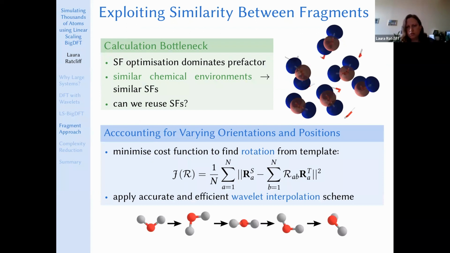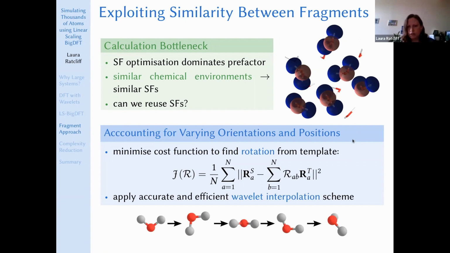And so one of the things which dominates the prefactor of these calculations is the need to do support function optimization. But as I mentioned, the support functions adapt to their chemical environment. So this implies that similar chemical environments have similar support functions. And actually, if you look at the support functions for this little droplet of water, at least as far as the eye can tell, they look very similar. So the question is, could we somehow make use of this fact and reuse the support functions between calculations to reduce the computational cost?